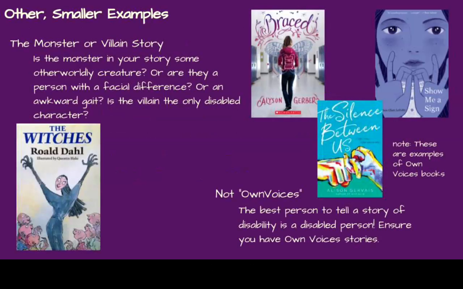Something else to look for in your library are books that feature a monster or a villain that's disabled. Is this character the only disabled character in the story? This can help to reinforce negative ideas about disability. Another important thing is the authors of the books. While anyone can write a book about a disabled person, no one will understand a disability like someone who lives with it. Ensure that your library features books that are own voices stories.